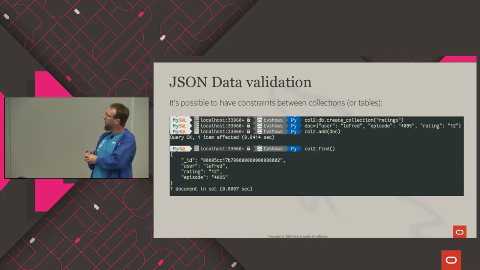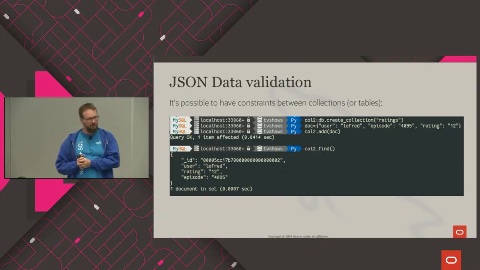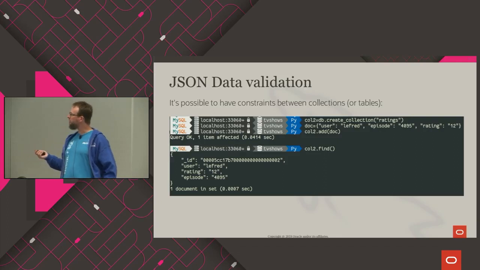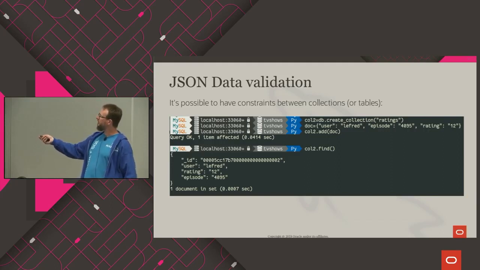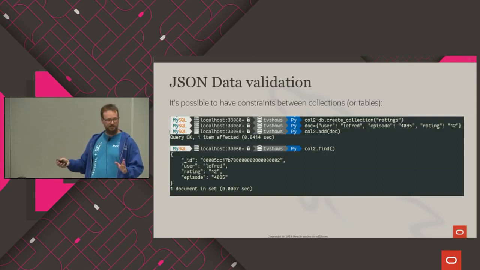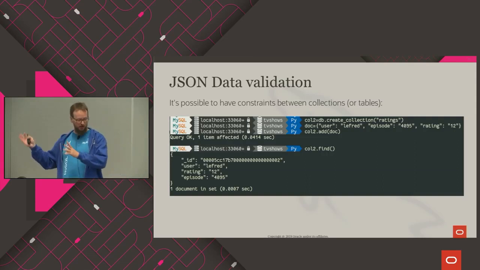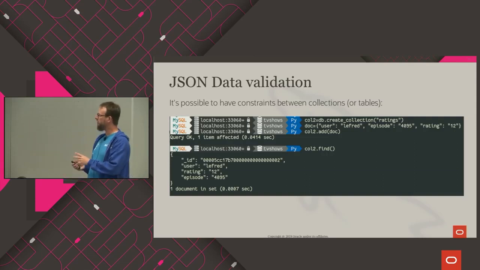And also, we can create constraints, so we can validate our data. You can create some constraints between collections or tables. So here, I will create a collection that we will call rating. The user is me. For that episode, I want to give a rating of 12. It's okay, so I can find it, and I see, right? So there is no constraint, no validation. I can put whatever I want in it.